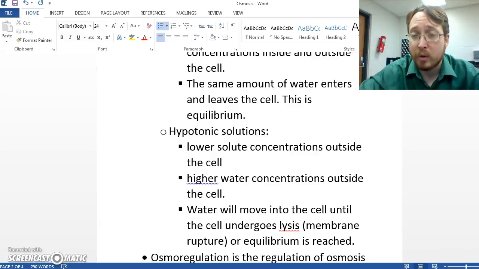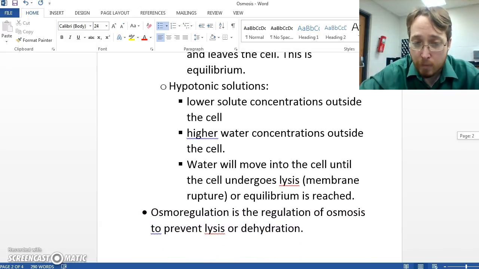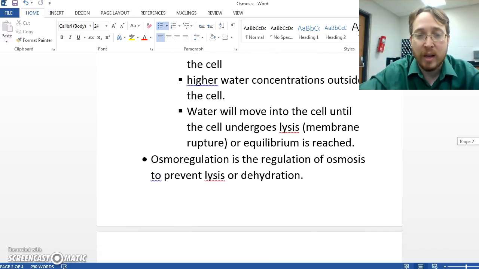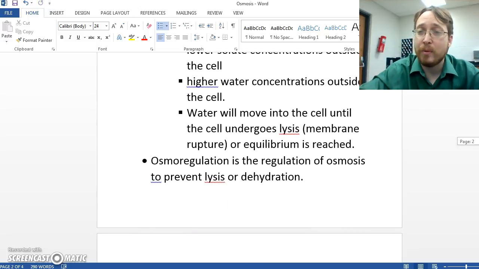The membrane is ruptured. And finally, osmoregulation is the regulation of osmosis to prevent lysis or dehydration, and we have several examples which we will address in the next video.